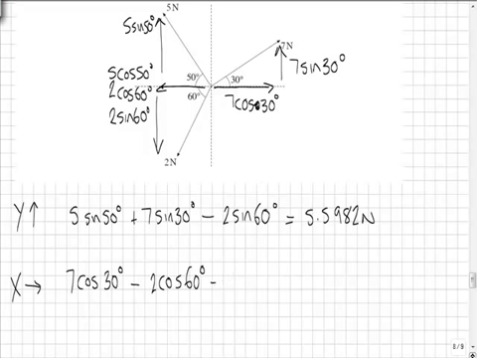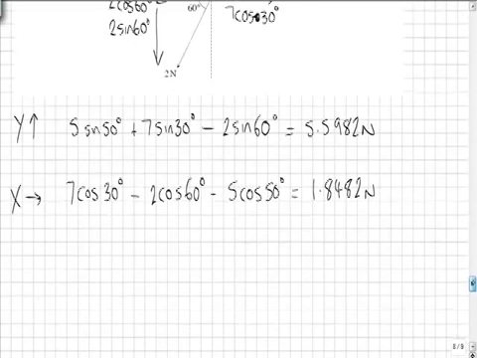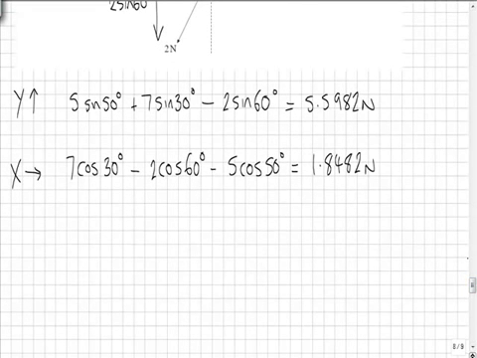and that should come to 1.8482 newtons. So obviously you can see that there is going to be some kind of movement in the positive x and y direction. To work out the resultant, we just create a right angled triangle.